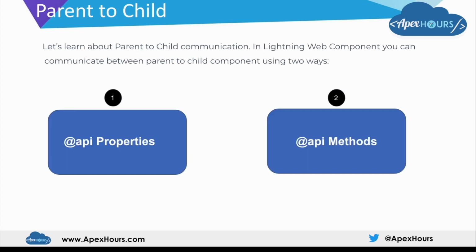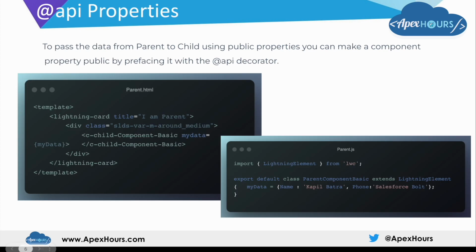Let's start with parent to child communication. In Lightning Web Component, you can communicate from parent to child component using two ways. First is API properties, and the next is API methods. To pass the data from parent to child using public properties, you can make a component property public by prefacing it with the API decorator.